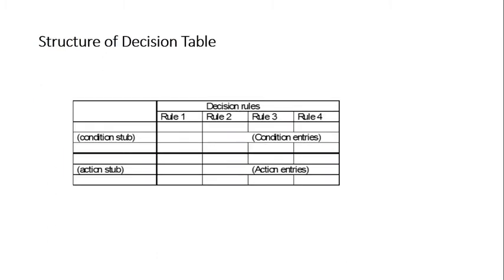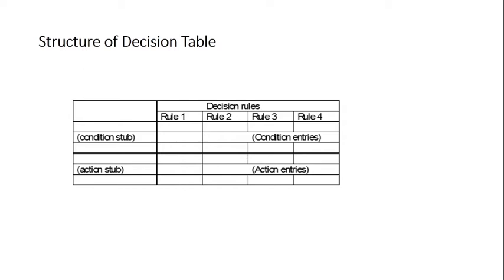Now see, first of all, the structure. The structure says it is divided into a matrix form, that is rows and columns, which has 4 major parts. The first part is a condition stub and condition entry in front of it. That means here the conditions are written and corresponding values will be entered here. Then action stub means what are the possible outcomes you will write, right? And in the action entry is what is the action you have taken based on these multiple conditions mentioned out here.